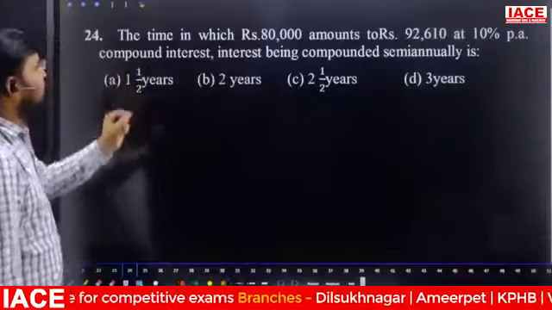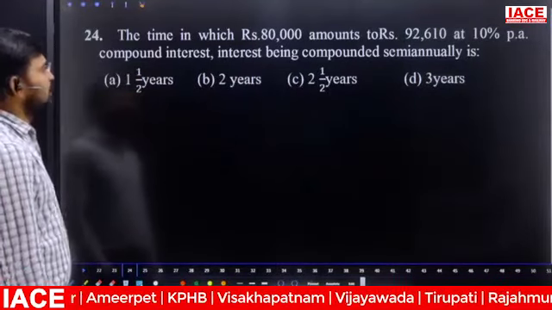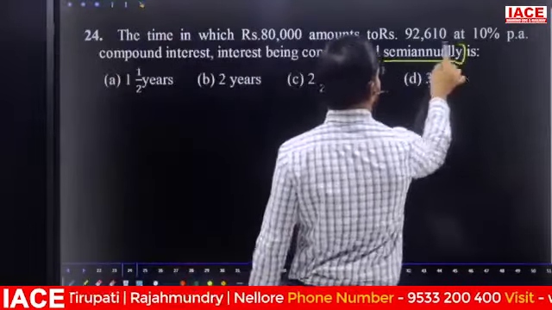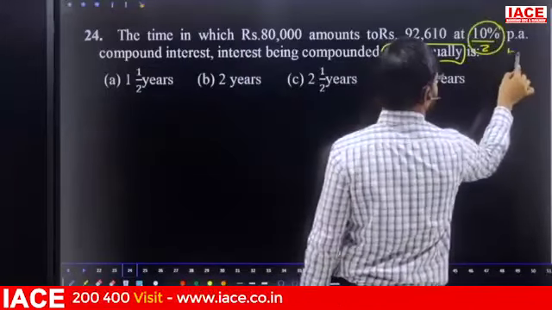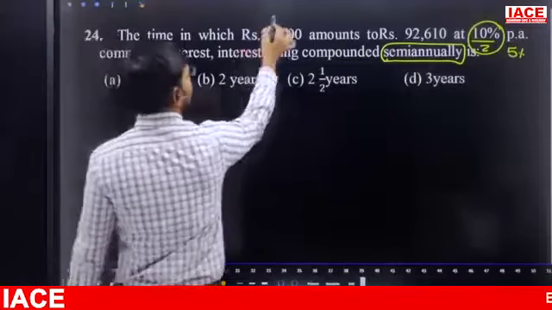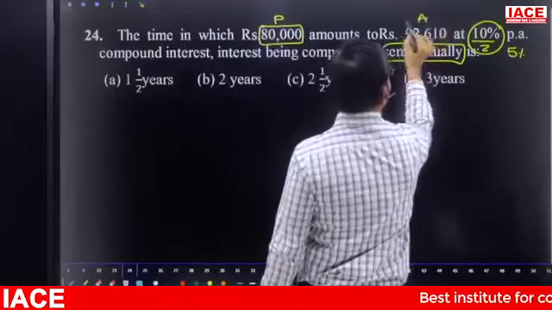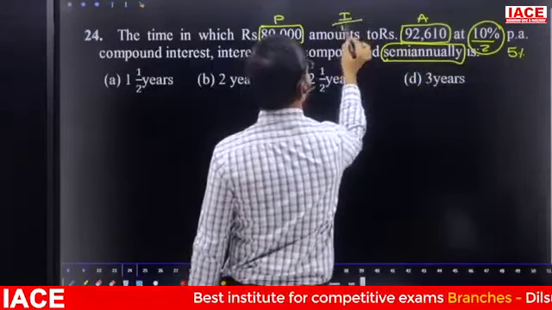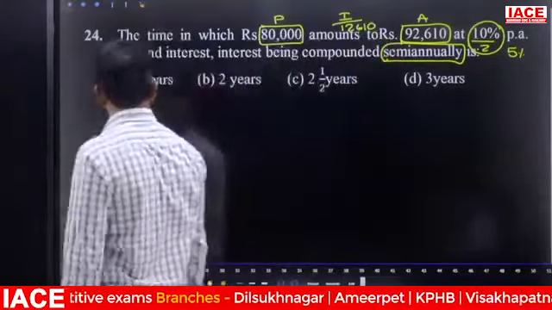The time in which 80,000 amounts to 92,610 at 10% per annum compound interest, with interest being compounded semi-annually. Semi-annually is nothing but the rate of interest becoming half. So if the principal is 80,000 and the amount is 92,610, therefore the interest is 12,610.